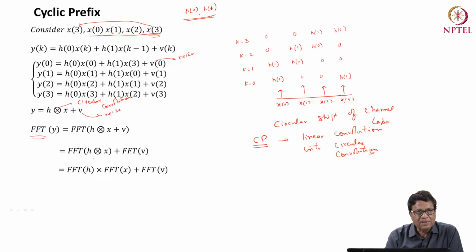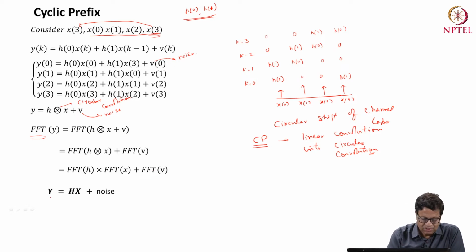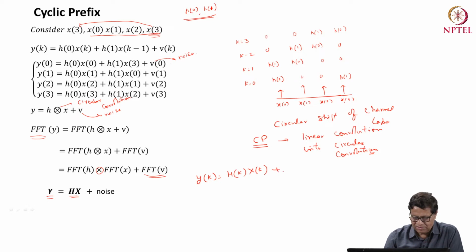So this is a property of circular convolution. This can be broken into FFT of h into FFT of x plus FFT of the noise. So this gives you Y is equal to HX, plus some noise quantity. This will be direct multiplication in case of circular convolution. So Y is equal to HX, or Yk for each subcarrier is actually Hk Xk, plus of course some noise which we are just adding here.